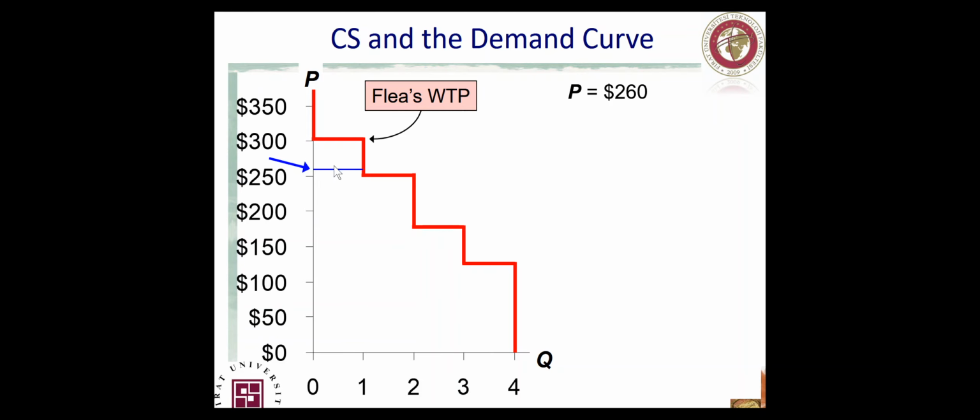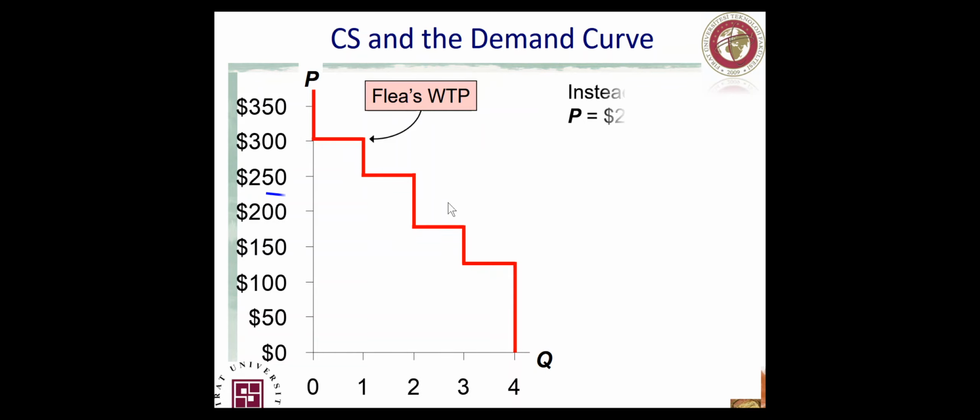Now this is for Flea based on a price of 260. That is $40, for example. 300 minus 260 is the total consumer surplus for Flea and for the market as well, because no one else would pay. It's above Anthony, above Chad, above John. Now look, it's like a rectangle, so we can calculate it by multiplying the length and the width, or the height and the length.